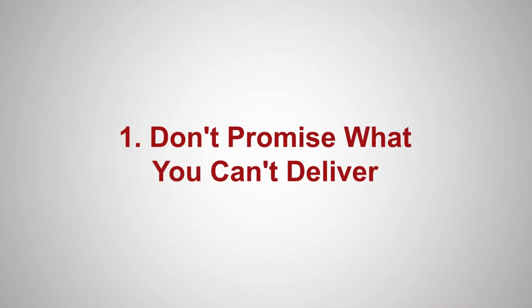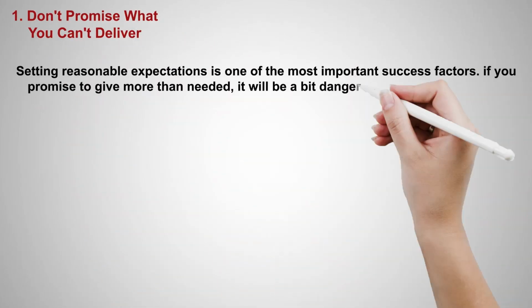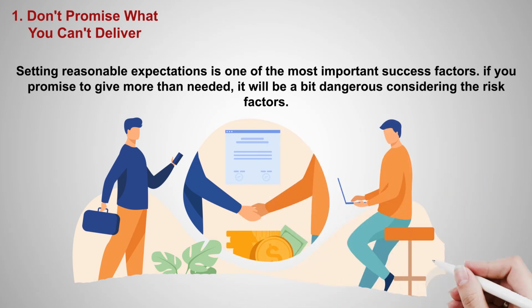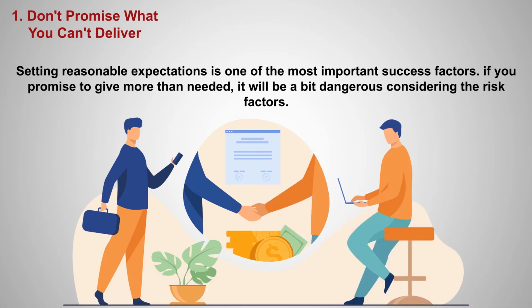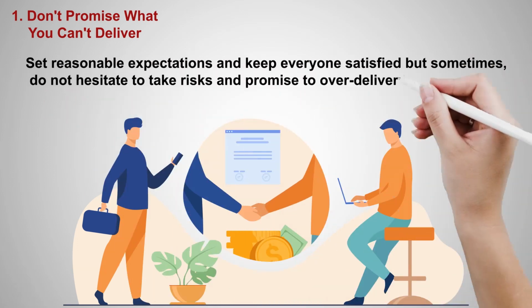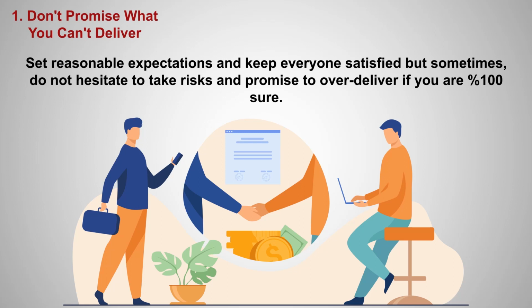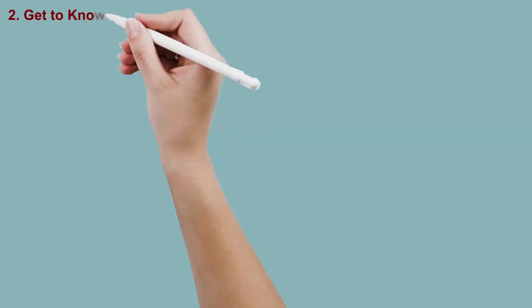1. Don't promise what you can't deliver. Setting reasonable expectations is one of the most important success factors. If you promise to give more than needed, it will be a bit dangerous considering the risk factors. Set reasonable expectations and keep everyone satisfied, but sometimes, do not hesitate to take risks and promise to over-deliver if you are 100% sure.